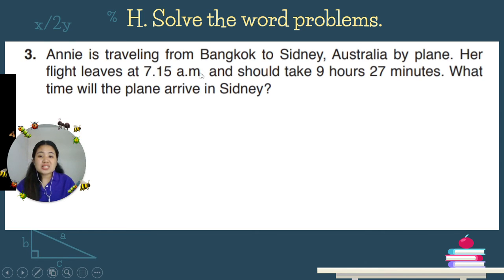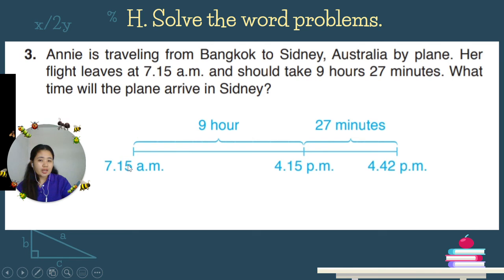So if you look at the problem, the 7:15 a.m. is the start time. Then 9 hours and 27 minutes is the how long, or the duration. So again, the question is the end time. So what will we do? We have to add, correct? So let's add. 7:15 is the start time. If you go 9 hours, 7 plus 9 is 16. But remember, the time ends at 12. So 16 minus 12, that will be 4. So 7:15 plus 9 hours, that will be 4:15 p.m.